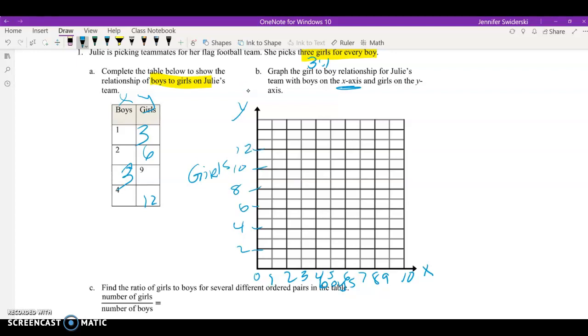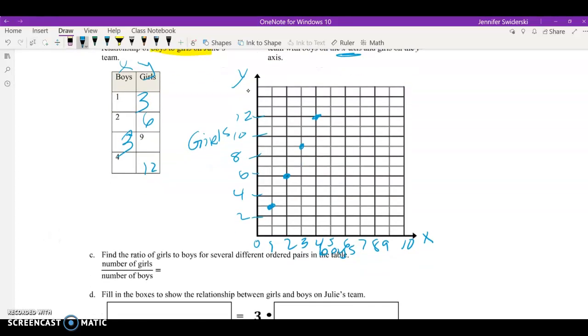All right, so if I have 1 boy, I have 3 girls. If I have 2 boys, I'm going to have 6 girls on the team. 3 was 9. 4 was 12. Okay, it says find the ratio of the girls to boys for several different ordered pairs in this table. Okay, well, girls to boys. So if I have 6 girls, that means I'll have 2 boys. If I have 3 girls, I have 1 boy. If I have 9 girls, I'll have 3. And if I have 12 girls, I'll have 4 boys.